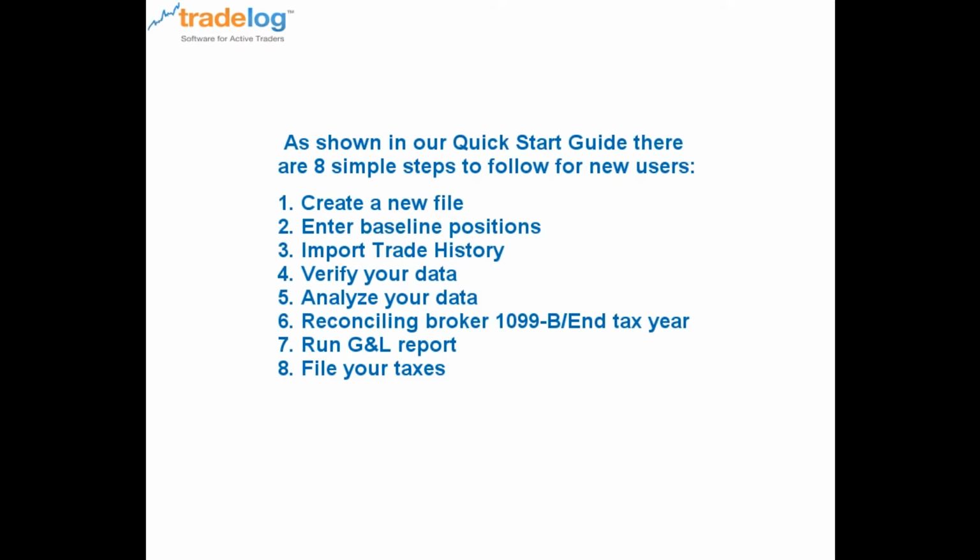As shown in our Quick Start Guide, there are 8 simple steps to follow for new users. These include creating a new file, entering baseline positions, importing trade history, verifying your data, analyzing your data, reconciling broker 1099-B and ending the tax year, running your gains and losses report, and finally, filing your taxes.